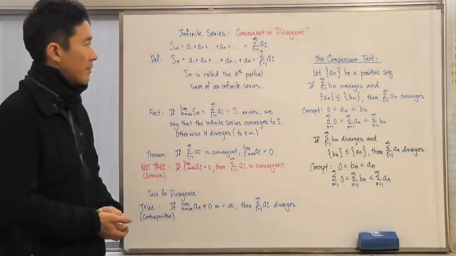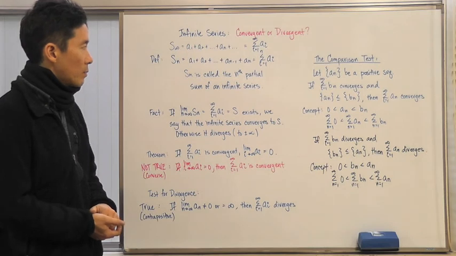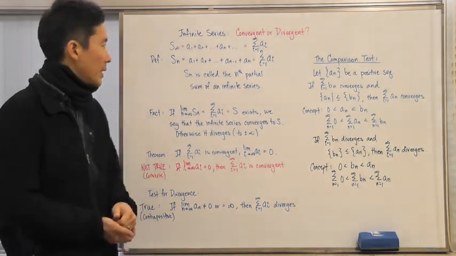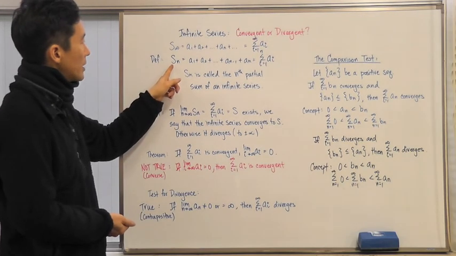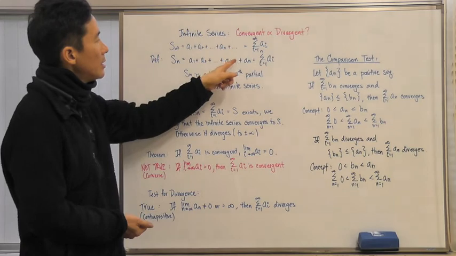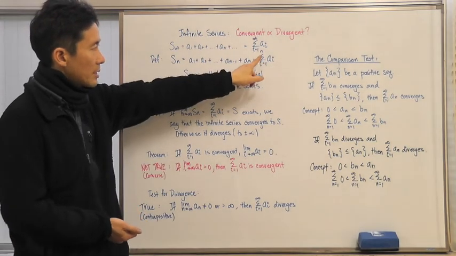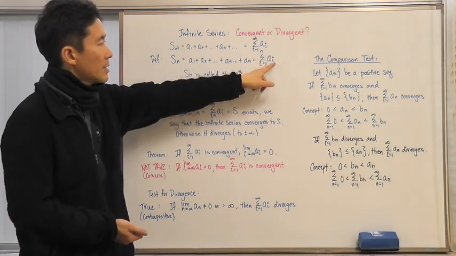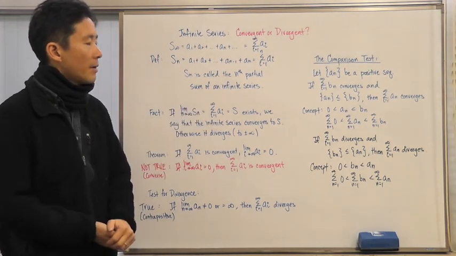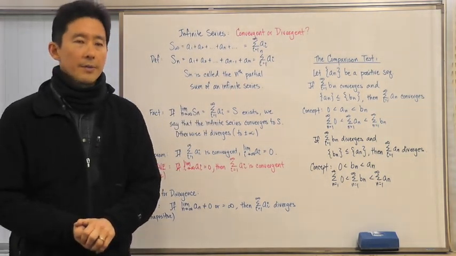What we also have to be concerned about is what is called the nth partial sum. If we take any of the first n terms, in other words, the summation from i equals 1 to n of a sub i, we call this the nth partial sum of that particular infinite series.